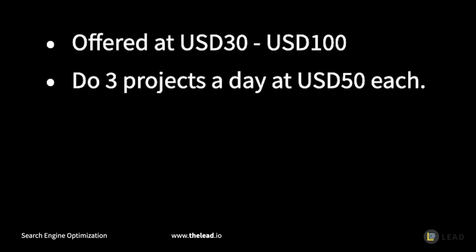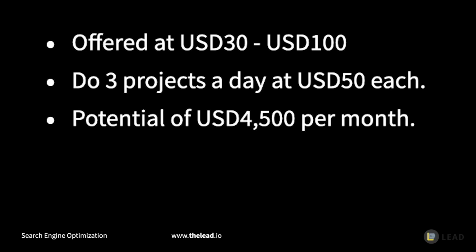So for example, let's assume that you, as an SEO marketer, do 3 projects a day at $50 each, right? $50 is, you can call it, the median point between 30 and 100. So do 3 projects a day at $50 each. That will give you $150 per day. And again, there are so many sites in the world, all of them needing help with their SEO auditing. If you do this for a month, that will give you a potential of 4,500 USD per month, as an assumption, right?